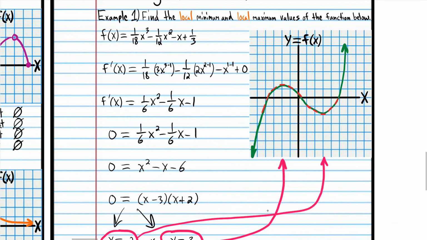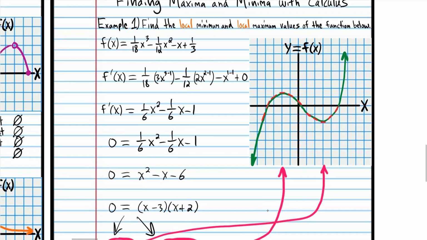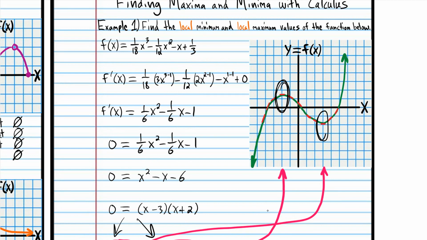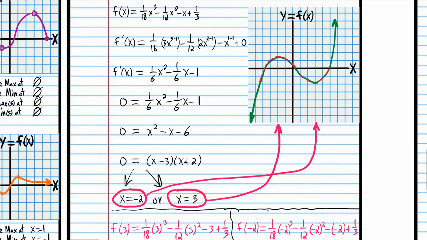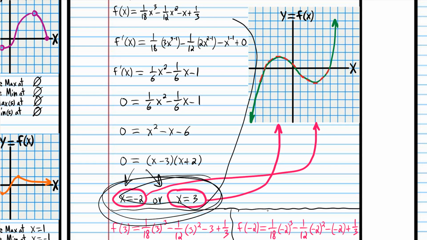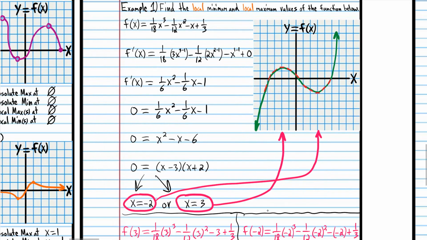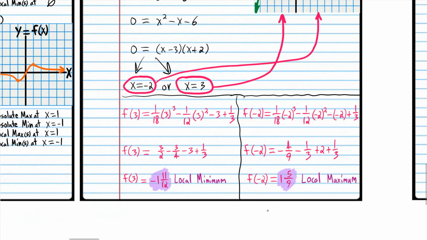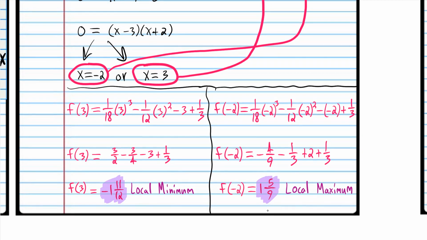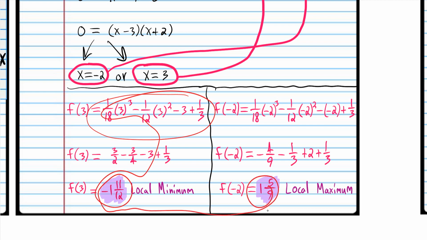So in order to find what the actual local maximum value is, the top of this hill, and the local minimum value, the bottom of this hill, we have to take those x values that we found, -2 and 3, and we have to plug them into the original function to find the actual y value of that point and the y value of this point. Those are the actual maximum and minimum values of the function. So when we do that, we plug the numbers back into the original function, and we get the local minimum and the local maximum values.